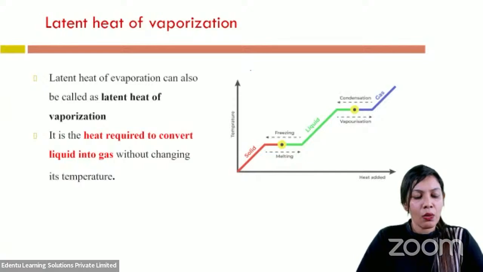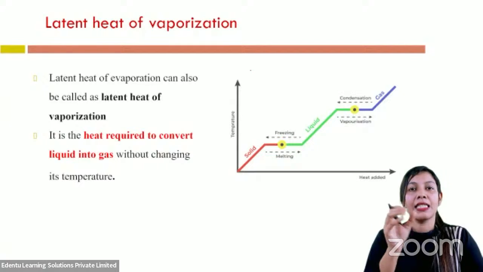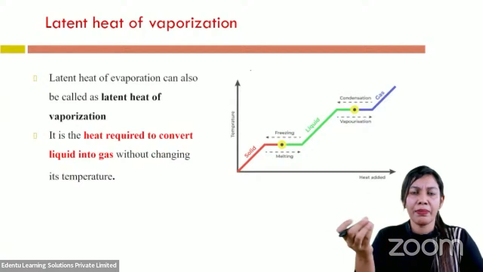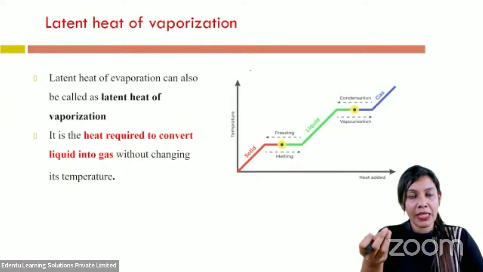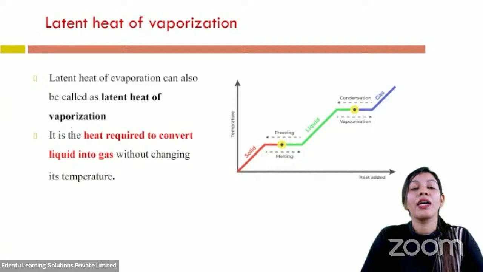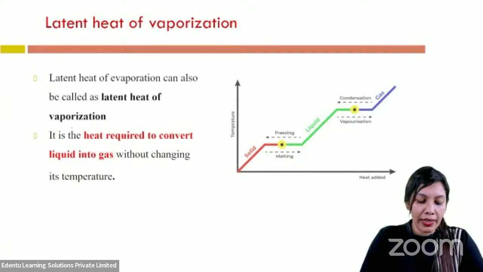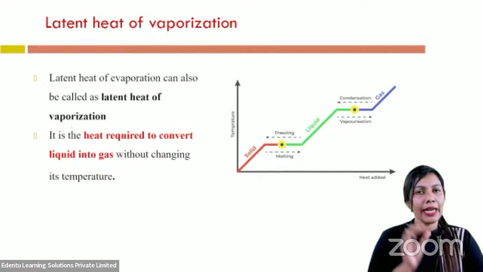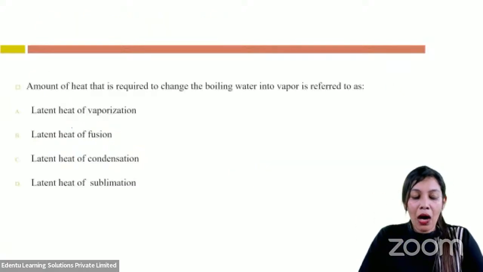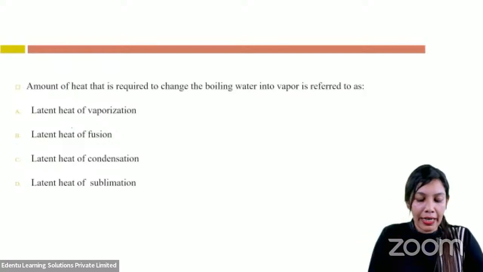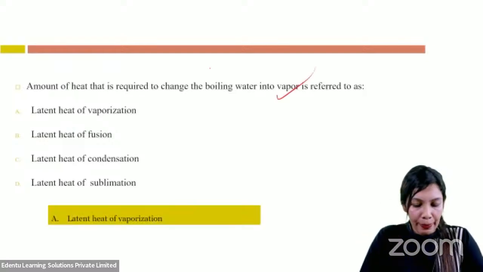I'm explaining that. What is latent heat of vaporization? The name itself suggests something is evaporating, so it is also called latent heat of evaporation. Evaporation means what? It is the heat required to convert a liquid to gas, called latent heat of vapor. The liquid is getting converted into vapor. So the amount of heat required to change boiling water to vapor, since we have the vapor at last, is the latent heat of vaporization.